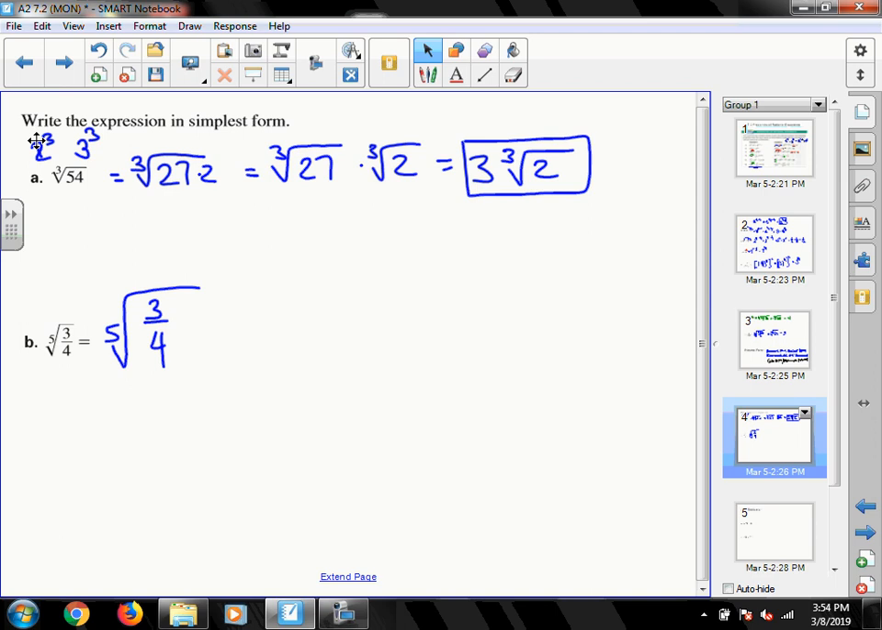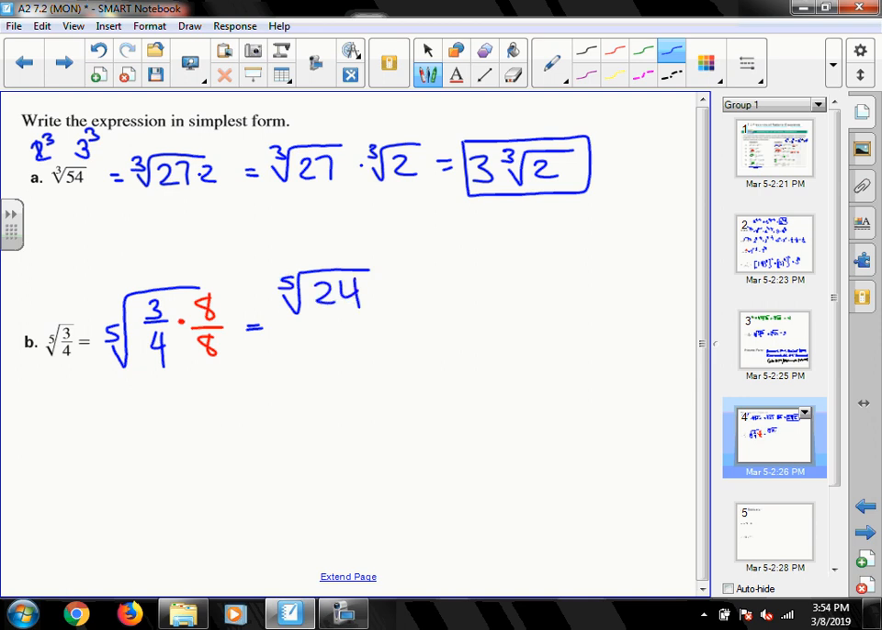a perfect 5th root that 4 would go into. The fifth root that 4 goes into is actually 32. 2 to the fifth is 32. So to do that, I multiply 4 by 8. But if I multiply 4 by 8, that means I have to multiply 3 by 8 as well. So 8 over 8 is just 1, so I'm really not changing the value of my fraction. I'm just changing how it looks. So I end up with the fifth root of 24 over the fifth root of 32.